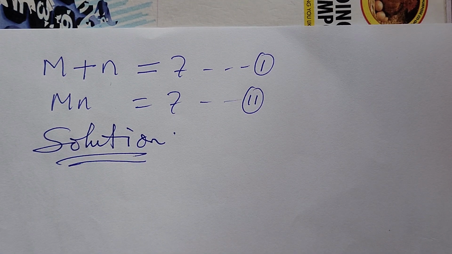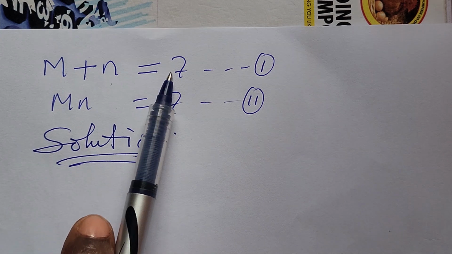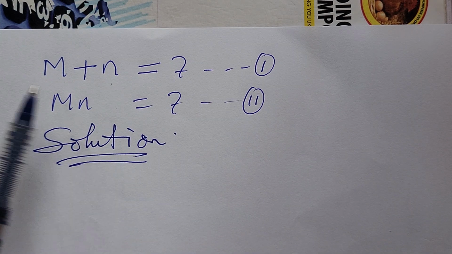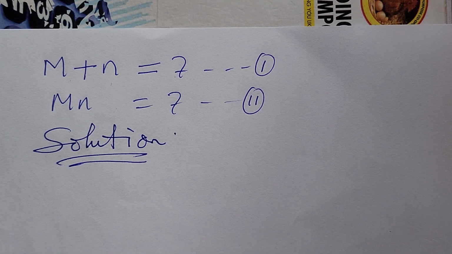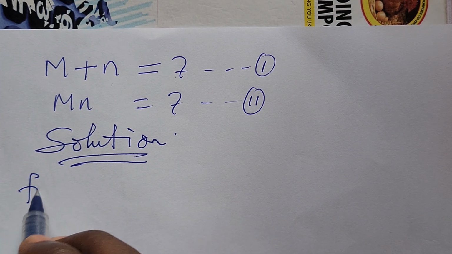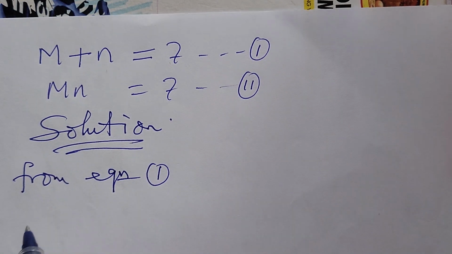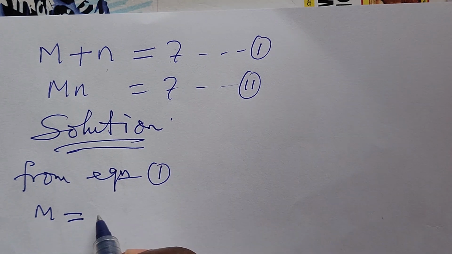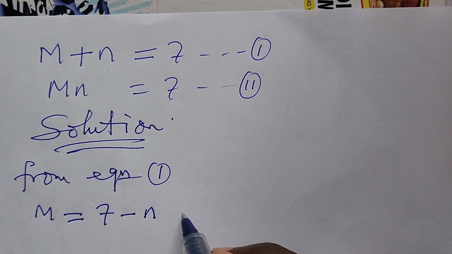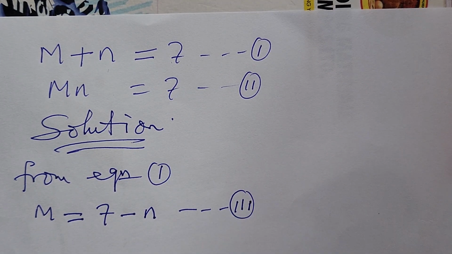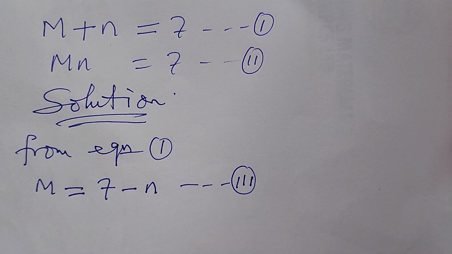Now, if you look carefully at this expression, we have this equal to 7 and this equal to 7. If we decide to equate this to this, would that give us something reasonable? Yes, it might, but here we're going to use a different approach. From equation 1, we want to make m the subject of the formula. So from equation 1, we now have m is equal to 7 minus n. Let's take this as our equation 3, because we have equation 1 and equation 2 already.